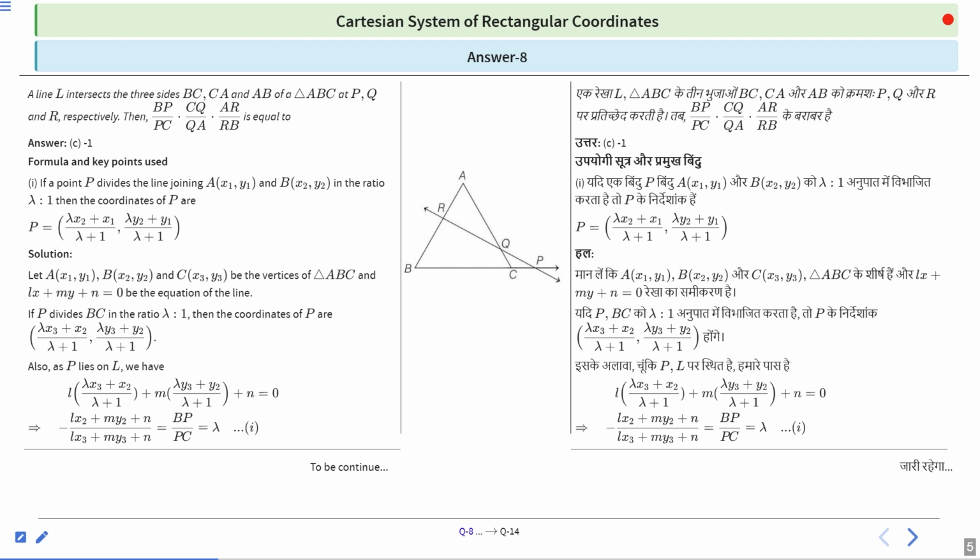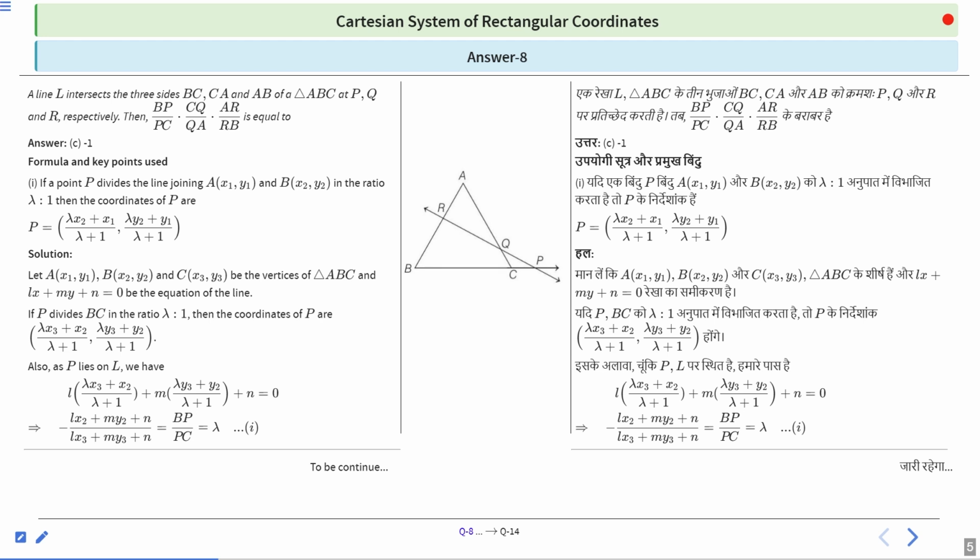Let A having coordinate (x1, y1), B having coordinate (x2, y2) and C having coordinate (x3, y3) be the vertices of triangle ABC and Lx plus My plus N equal to 0 be the equation of the line. If P divides BC in the ratio lambda is to 1, then the coordinates of P will be (lambda x3 plus x2) upon (lambda plus 1), (lambda y3 plus y2) upon (lambda plus 1), right? And also P lies on L, right? P basically lies on L.